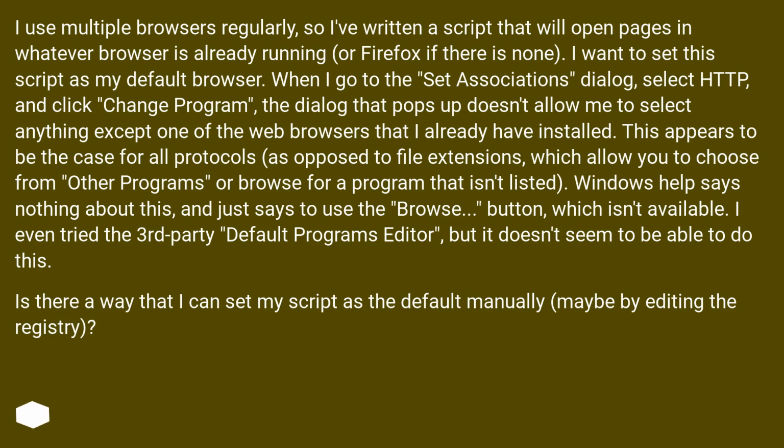When I go to the Set Associations dialog, select HTTP, and click Change Program, the dialog that pops up doesn't allow me to select anything except one of the web browsers that I already have installed. This appears to be the case for all protocols, as opposed to file extensions, which allow you to choose from other programs or browse for a program that isn't listed. Windows Help says nothing about this, and just says to use the Browse button, which isn't available. I even tried the third-party Default Programs Editor, but it doesn't seem to be able to do this. Is there a way that I can set my script as the default manually, maybe by editing the registry?